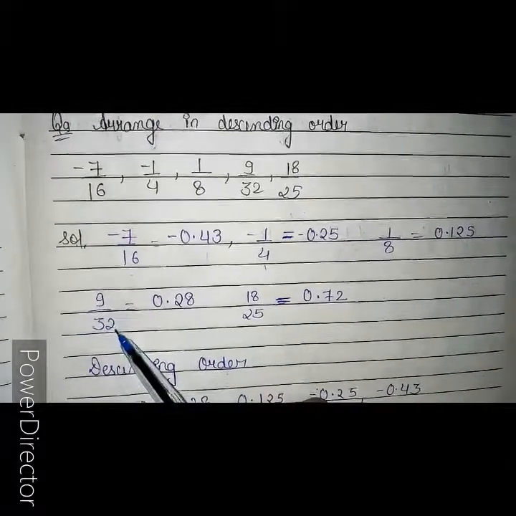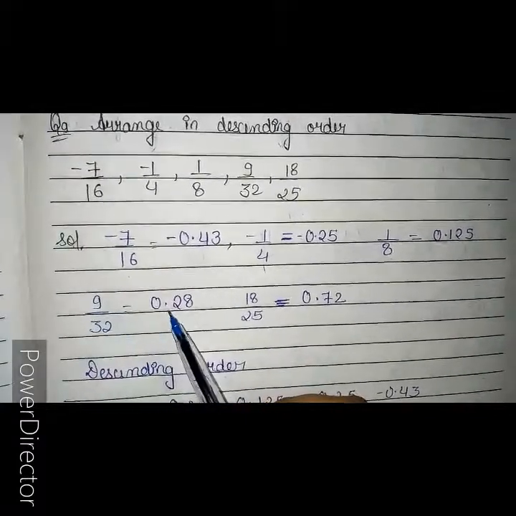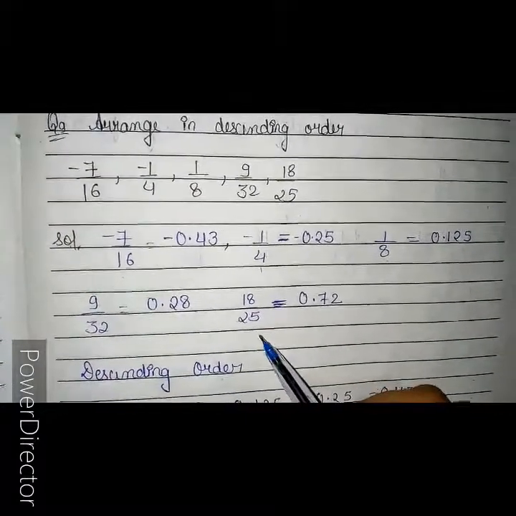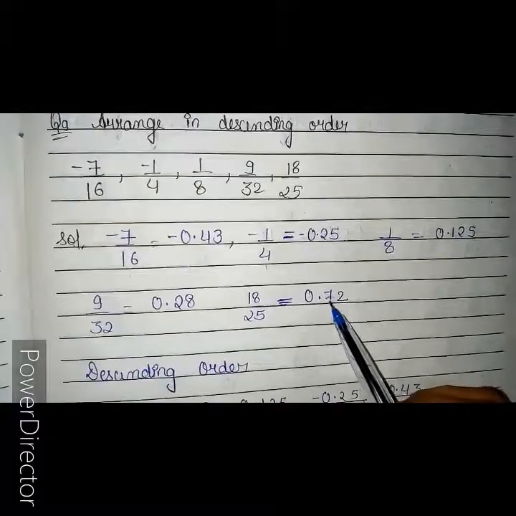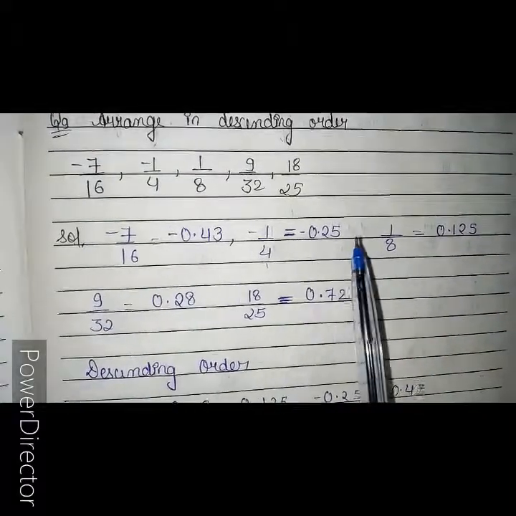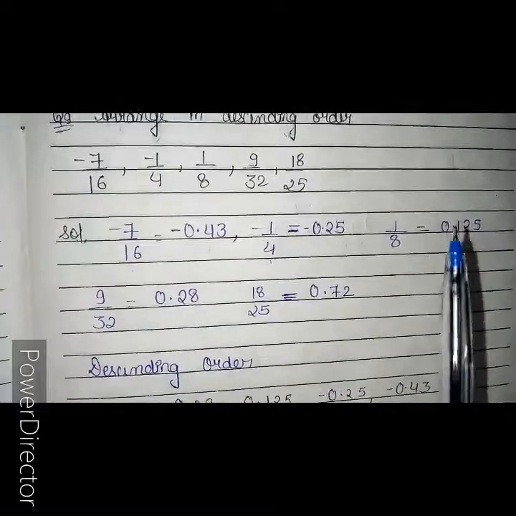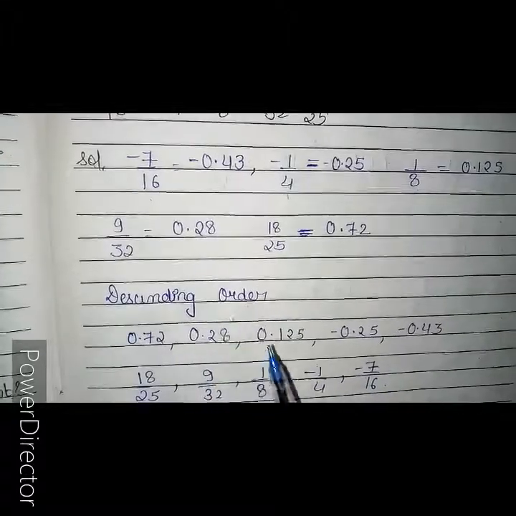Now next is 9 upon 32. On dividing 9 by 32, we get 0.28. Now 18 upon 25: on dividing 18 by 25, we get the quotient 0.72. Now in this question, we have to arrange the rational numbers in descending order. Descending order means greatest to smallest. Among these rational numbers, 0.72 is the greatest one. The next number smaller than 0.72 is 0.28. Next is 0.125. The next number is minus 0.25, and the smallest one is minus 0.43.